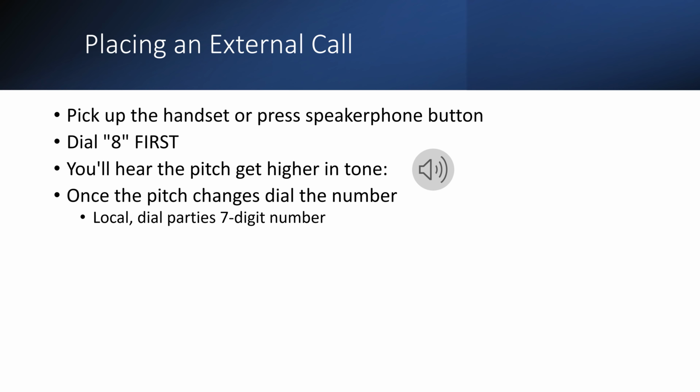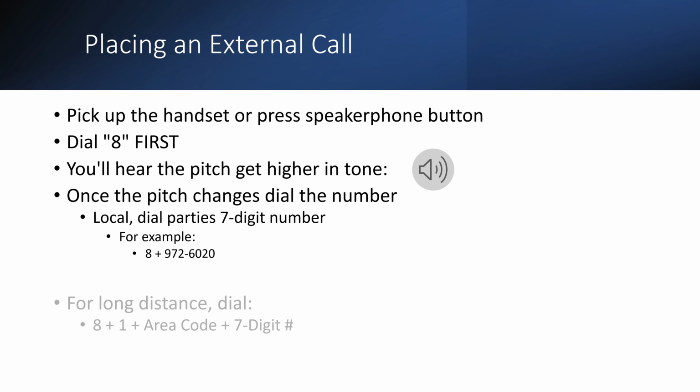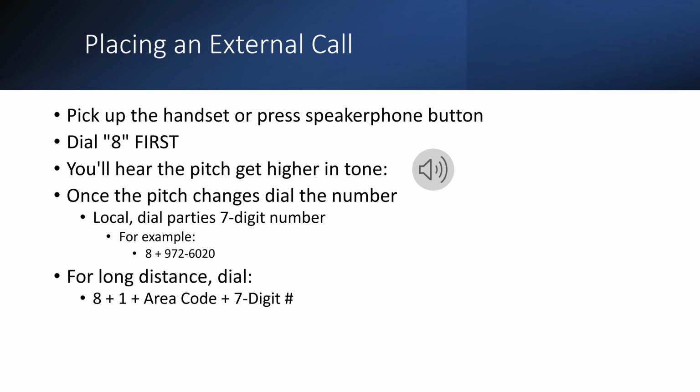For local calling, enter the party's 7-digit phone number. For example, 8 plus 972-6020. For long distance calling, dial the 8 plus 1, the area code, plus the party's 7-digit number. For example, 8 plus 1, and then 888-275-2273. When you are done, hang up the handset or press the speakerphone button to end the call.